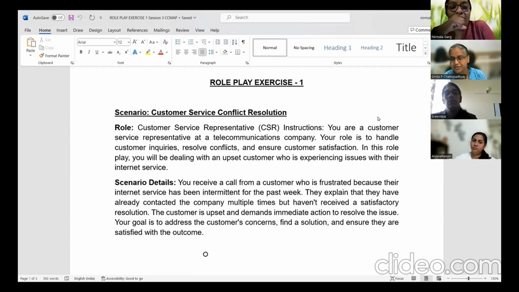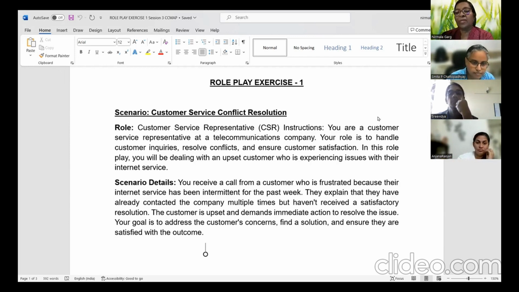Amit is going to play the role of customer service representative, because you are the person who has come, and I have to test you for the key competency, which is called customer service orientation. The scenario: you receive a call from the customer. Priya is going to be the customer, and she's frustrated because she has to do a video conference and there is no internet service. She's paying through the nose, but still there's no internet service. It happens quite often, Priya? For the past 1 week she has complained, but no internet service. She explained that she has contacted the company multiple times but hasn't received a satisfactory resolution. So the customer is upset and demands immediate action to resolve the issue.